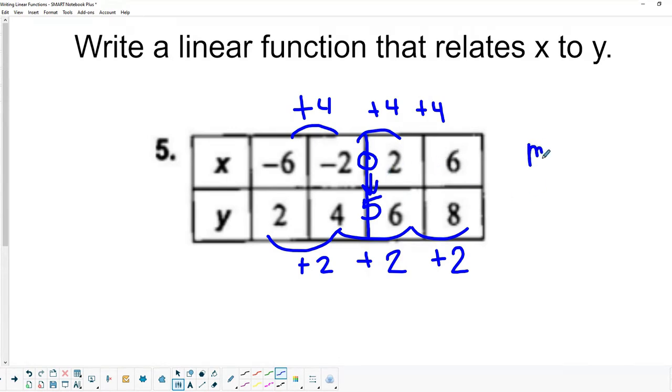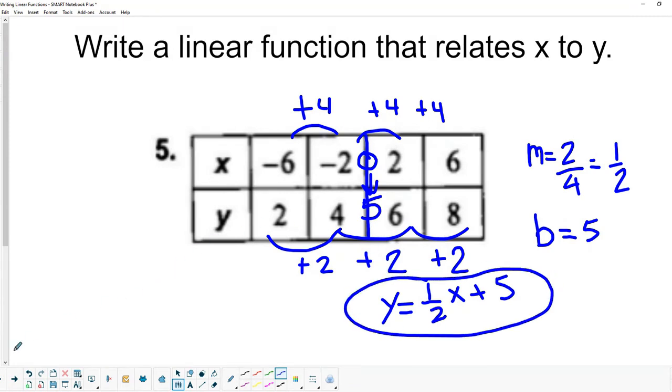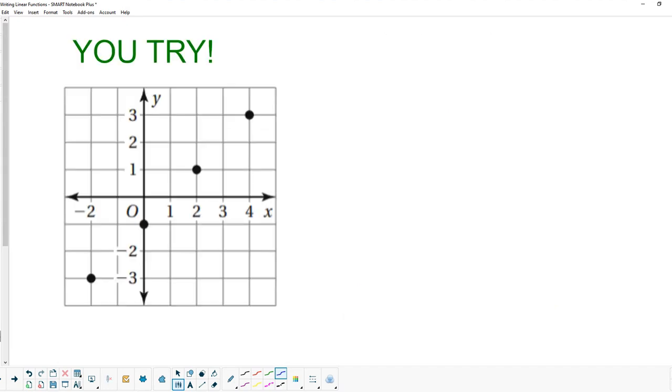So we know that our slope is the change in y, which is 2, over the change in x, which is 4, which simplifies to be 1/2. And we know from our creativity and looking between -2 and 2 to find 0 that the y-intercept is going to be 5. So now we write our equation. y equals 1/2 x plus 5. And there's our equation for that set of inputs and outputs.